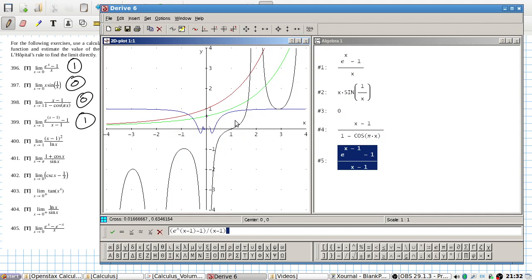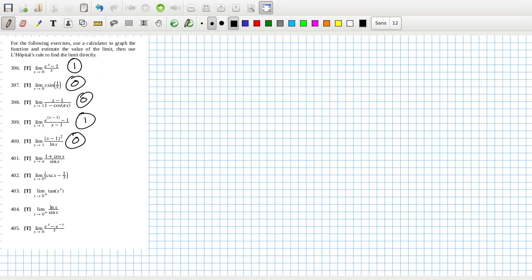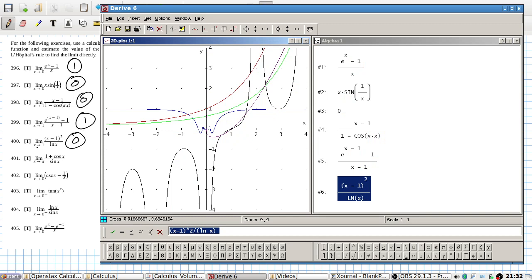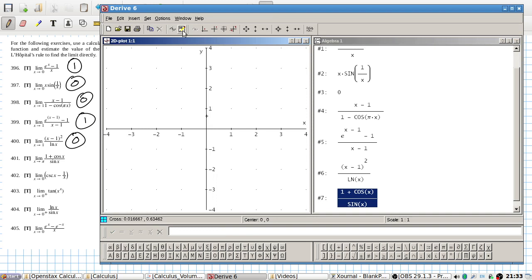Okay, the next one, log x over (x minus 1) squared. That looks like a 0. No, it's towards 1 again. Sorry. So yeah, that's still a 0. And then (1 plus cos x) over sin x towards π. Clean that up. Looks like a 0.